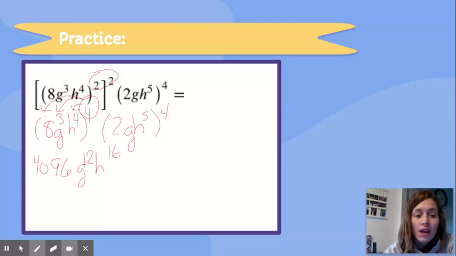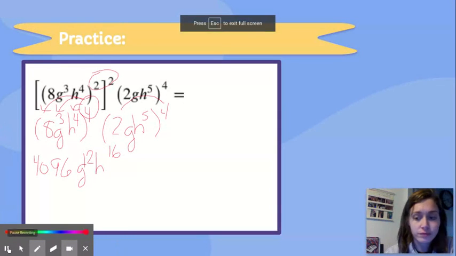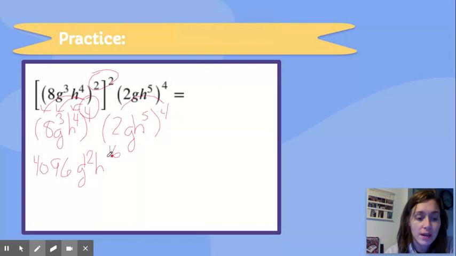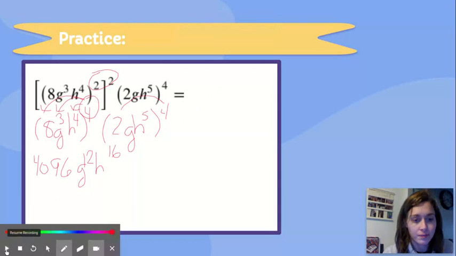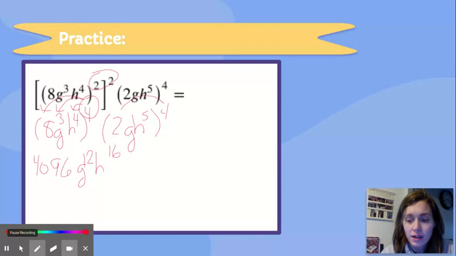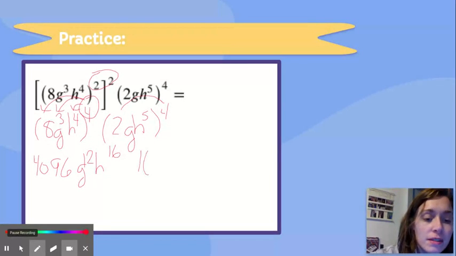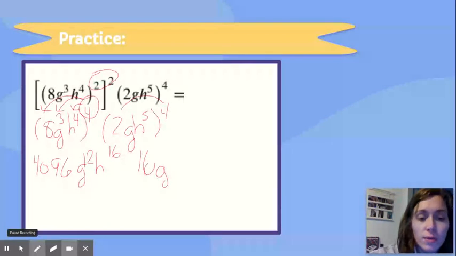And then we move on to the next set of parentheses, all being raised to the 4th power. So 2 to the 4th power. If we type that in our calculator, it gives us 16. So this becomes 16 g to the 1st to the 4th. 1 times 4 is 4. And then h to the 5th to the 4th. 5 times 4 is 20.